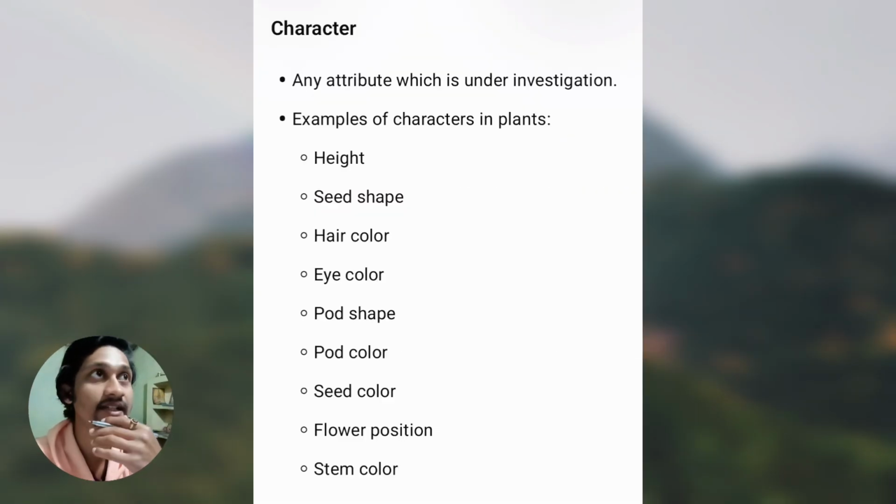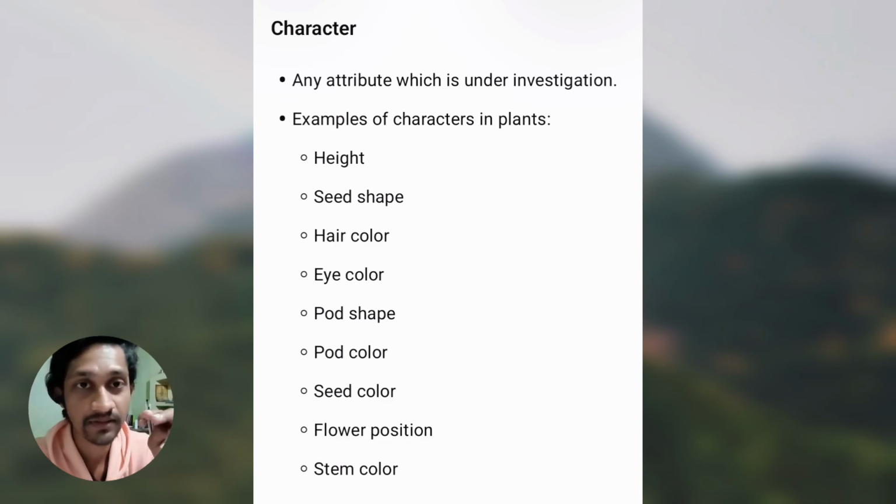The first one is character. Character is nothing but the attribute. These are the attributes that are under investigation. For example, in case of a human, what are the attributes? His eye color, his hair pattern. These are actually the attributes, yes or no?